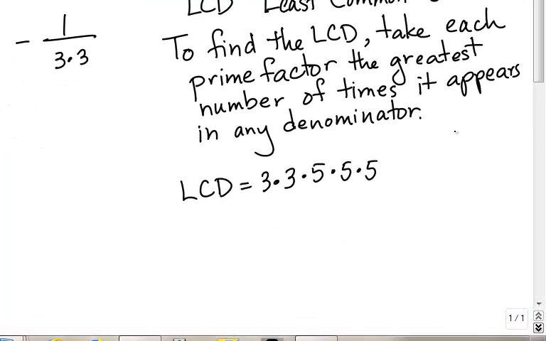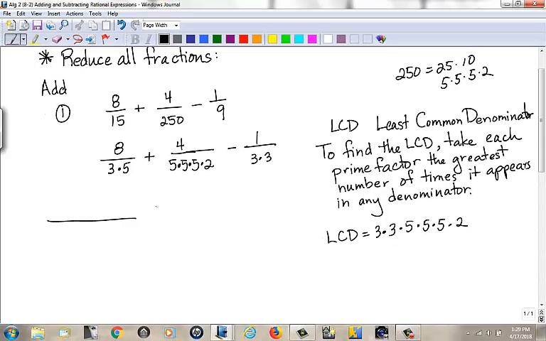In the first fraction, 2 does not appear. Second fraction, 2 appears once in the denominator. And the last one, it does not appear. So I need it once in my LCD. Okay? Now, I'm not even going to multiply out that denominator. But that is the least common denominator. That is the smallest number that 15, 250, and 9 will all divide into evenly. Okay? So, what I do next is you put everything over this denominator.